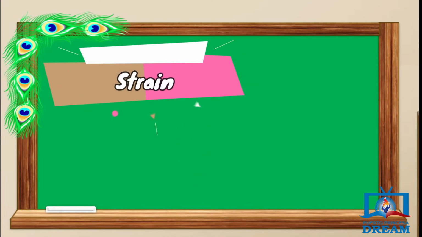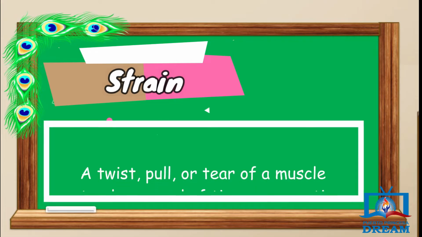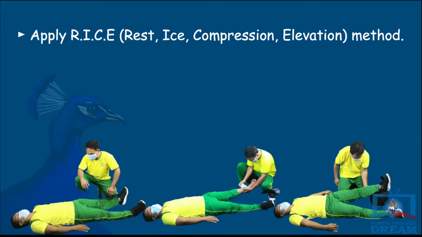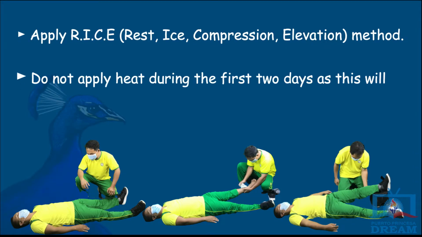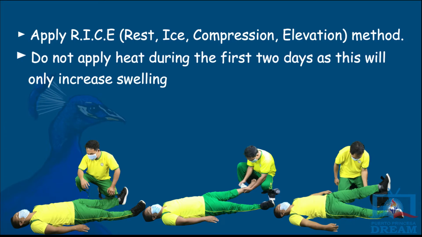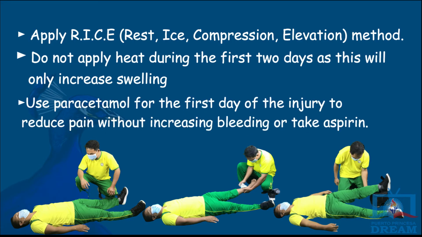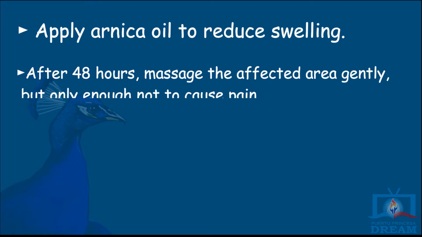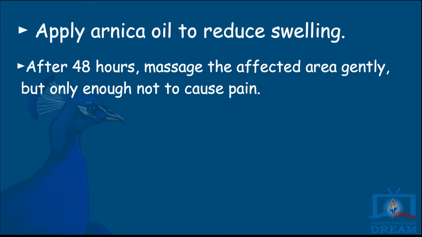Number 3. Strain. It is a twist, pull, or tear of a muscle or tendon, a cord of tissue connecting muscle to bone. Appropriate first aid. Apply RICE method. Do not apply heat during the first 2 days as this will only increase swelling. Use paracetamol for the first day of the injury to reduce pain without increasing bleeding, or take aspirin. Apply arnica oil to reduce swelling. After 48 hours, massage the affected area gently, but only enough not to cause pain.